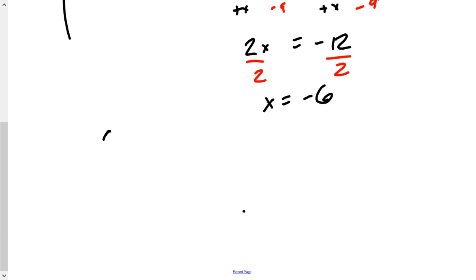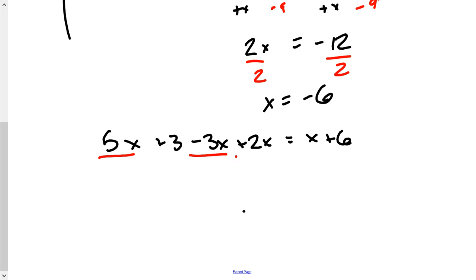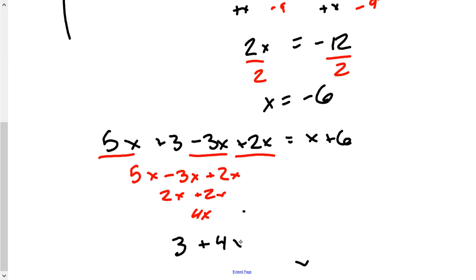So it will be 5x plus 3 minus 3x plus 2x equals x plus 6. Step 1, if you'd like, shape code things, or just underline the ones that you're going to deal with here. So 5x minus 3x plus 2x should leave us with 2x plus 2x, 4x. So 3 plus 4x is equal to x plus 6.